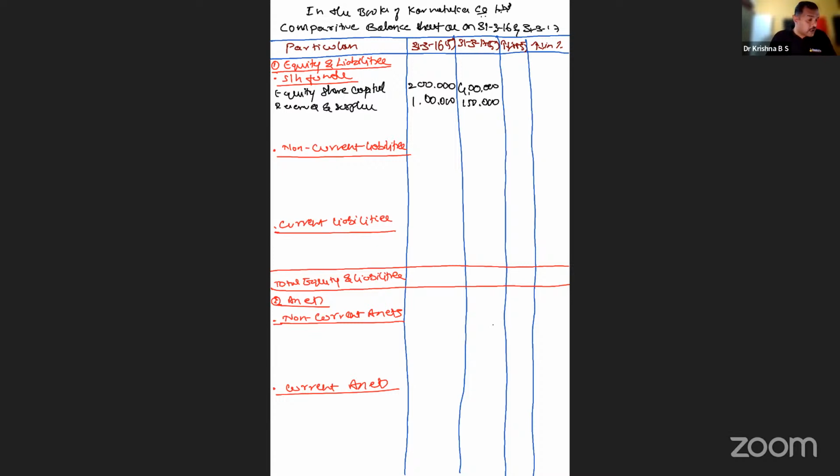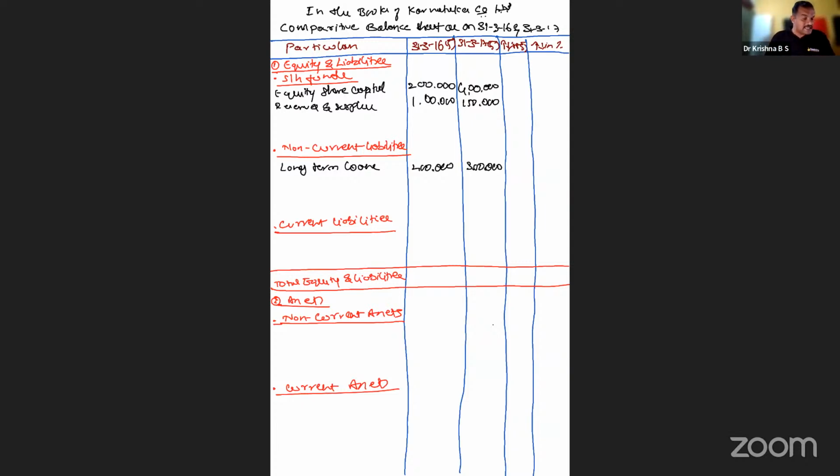Then long-term loans come under the non-current liabilities. Long-term loans come under non-current liabilities, 2 lakhs, 3 lakhs, 2 lakhs and 3 lakhs. I'm sorry for this straight line that comes when I keep my hand on the screen, it's coming by default.